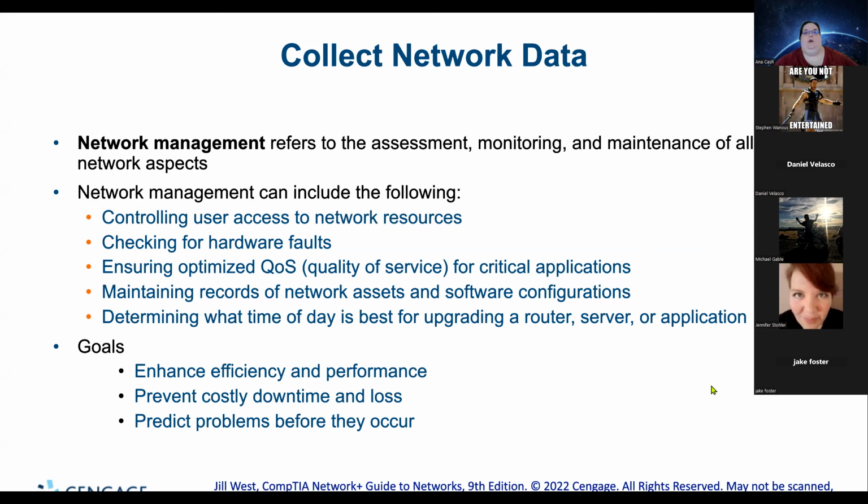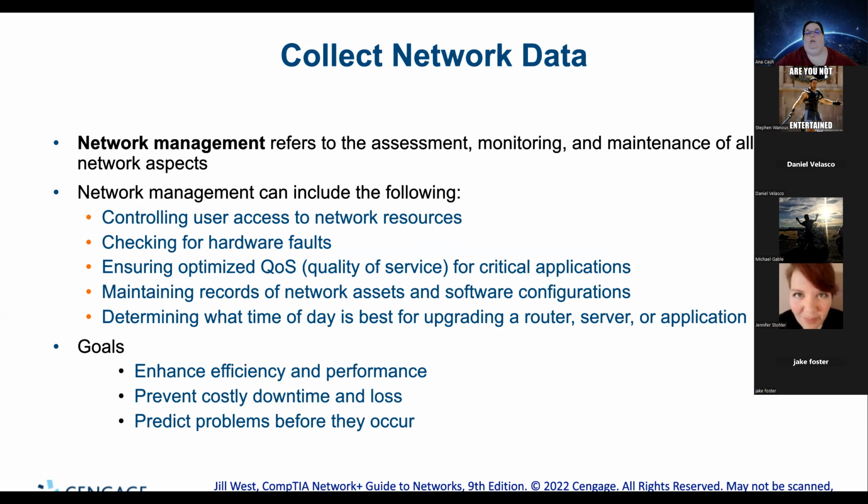Collecting network data. Network management refers to the assessment, monitoring, and maintenance of all network aspects. Network management can include the following: controlling user access to network resources, checking for hardware faults, ensuring optimized QoS, or quality of service, for critical applications, maintaining records of network assets and software configurations, determining what time of day is best for upgrading a router, server, or application.